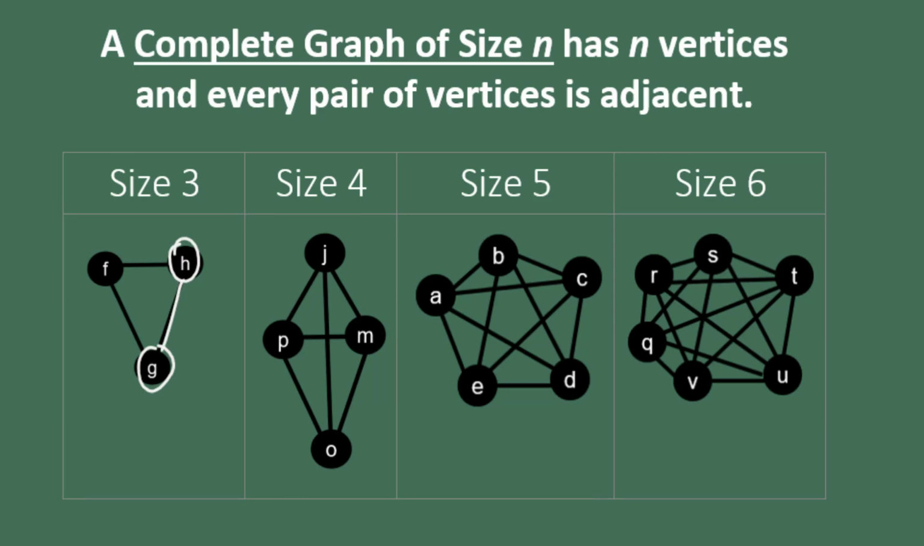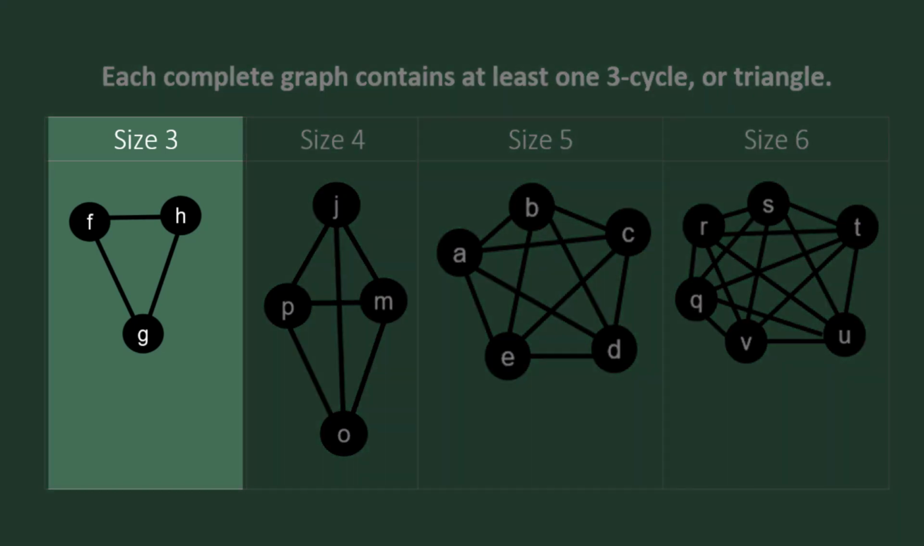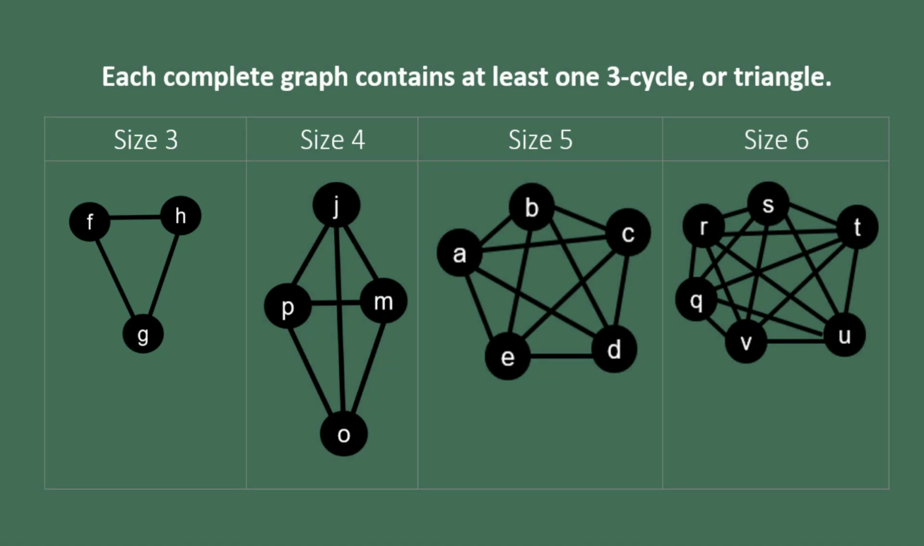The smallest complete graph is a graph with 3 vertices, and even that graph has one triangle in it. The larger the number of vertices, the more triangles that are formed, because any 3 vertices will always form a triangle, since any 2 vertices are always connected by an edge. Let's look at these complete graphs of size 3, 4, 5, and 6 and start trying to list some of the triangles that are in them.